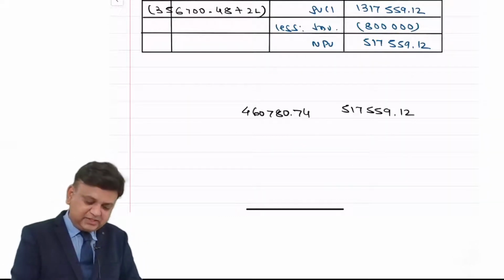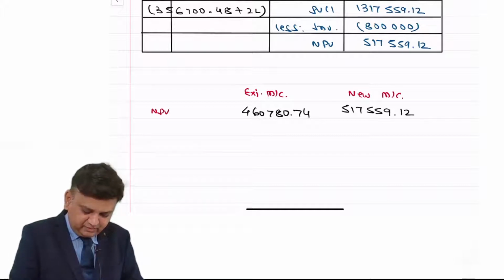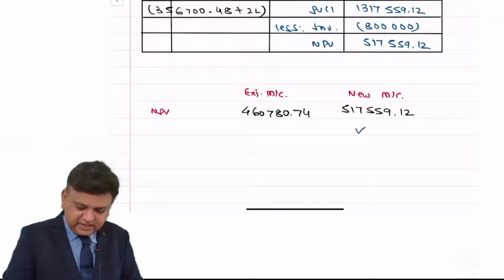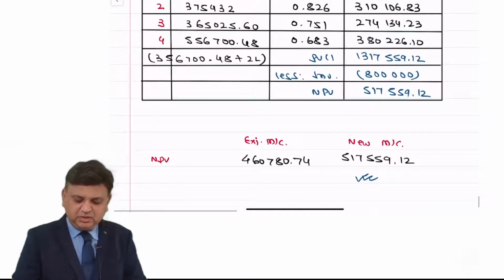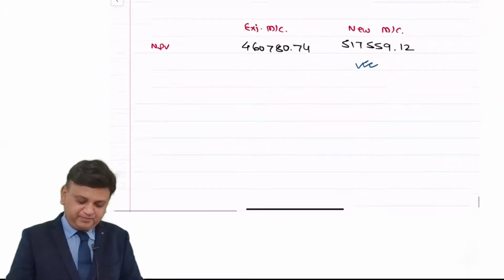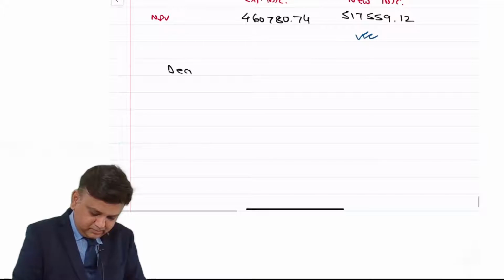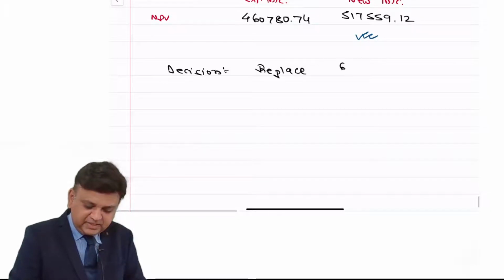So we understand that there is existing machinery and there is new machinery. NPV is found for both of them, and we understand that the NPV for the new machinery is more, so the company would advise to replace the existing machinery. Write down decision. Replace existing machinery.